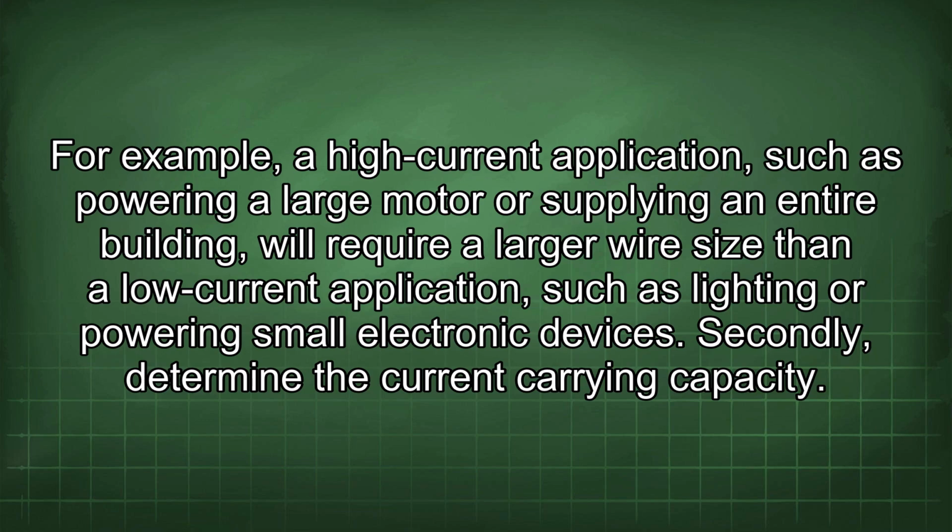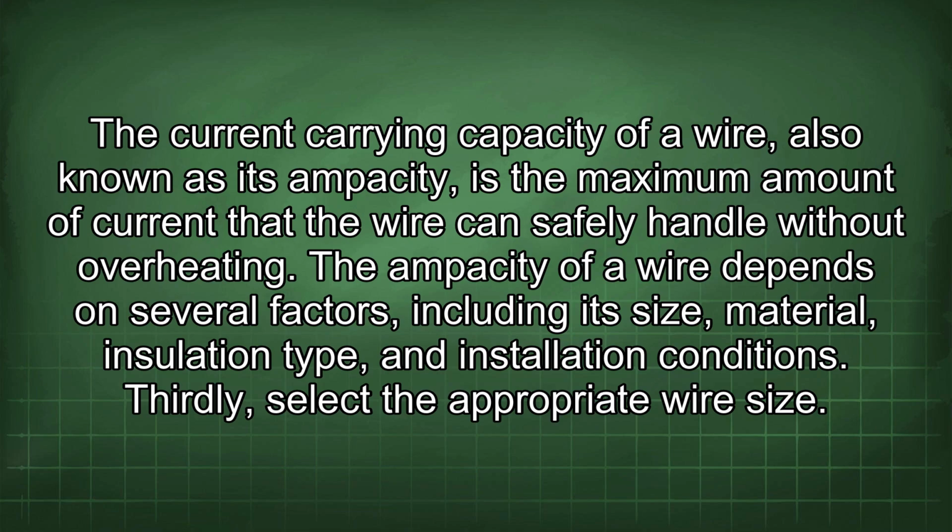Secondly, determine the current carrying capacity. The current carrying capacity of a wire, also known as its ampacity, is the maximum amount of current that the wire can safely handle without overheating. The ampacity of a wire depends on several factors, including its size, material, insulation type, and installation conditions. Thirdly, select the appropriate wire size.